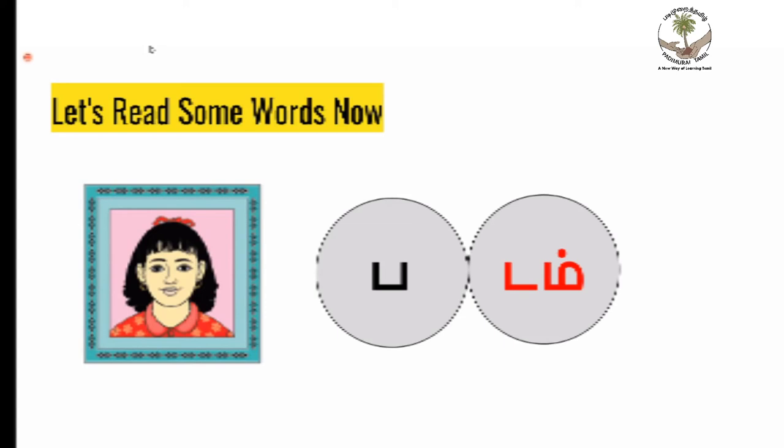So let's try to pronounce pattam. Pa, it. So together, how do you say it? Pat. Pat, good. Now what is this? Dum. Together, dum. This is moving together because this can move. Now together you say pattam, pattam, pattam. Okay? Good. Let's go to the next one.